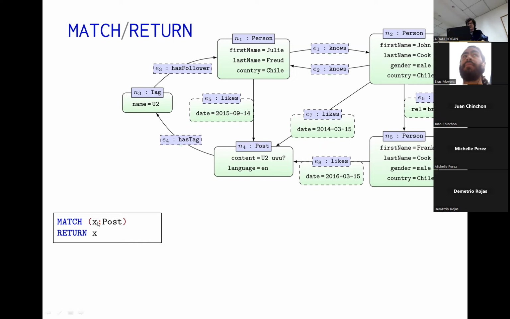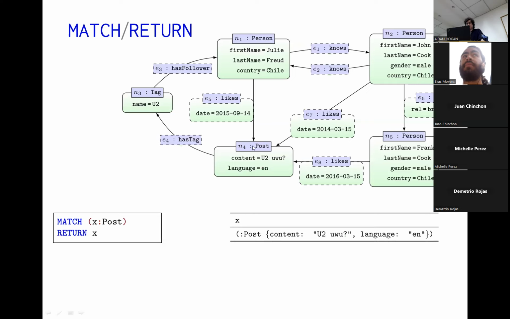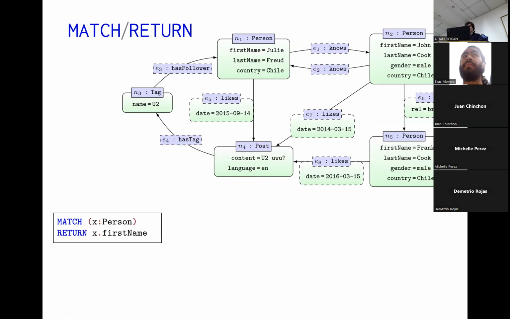X here is a variable and post is a label. So what essentially this is saying is, give me all of the nodes where it has the label post. Okay, so in this case, we will expect how many results? We would expect one result. So we get one result, which represents the node here, N4, which is the only one with label post, and we get its properties and so forth.